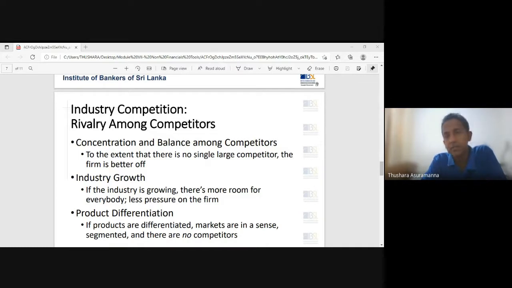So here, as point number 2, we are discussing industry competition, rivalry among competitors. How thick the competition is depends on concentration, industry growth, and product differentiation. There are three things that I have discussed. So now we have discussed two items, right? New entrants and the competition among existing players. Any questions from your end before we move to the next?